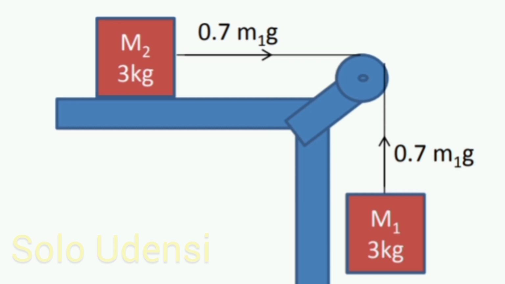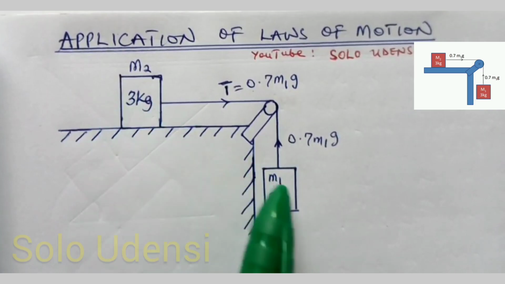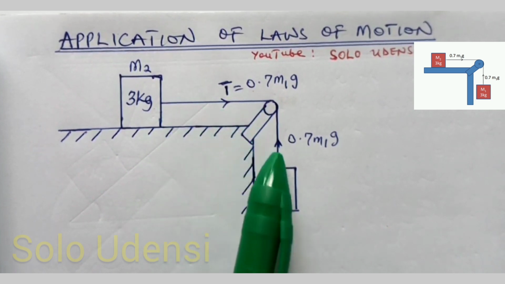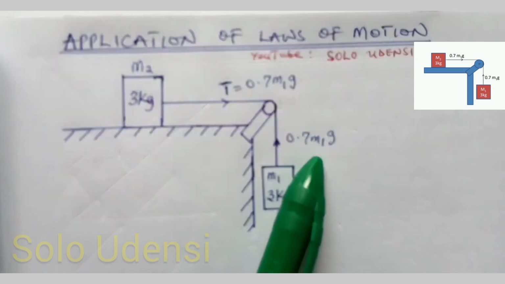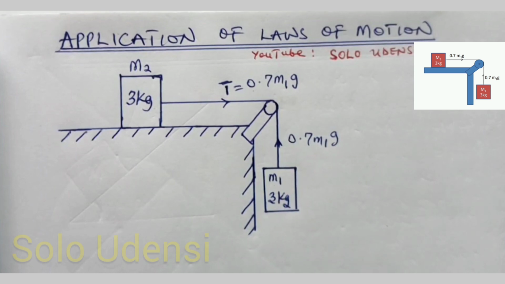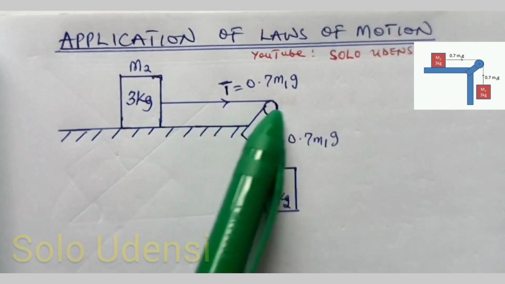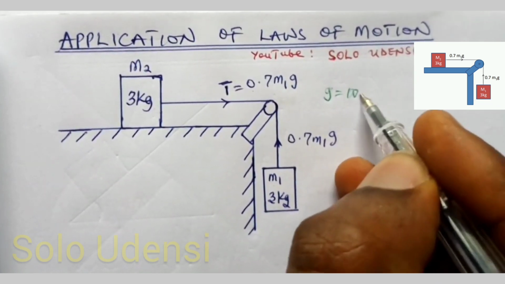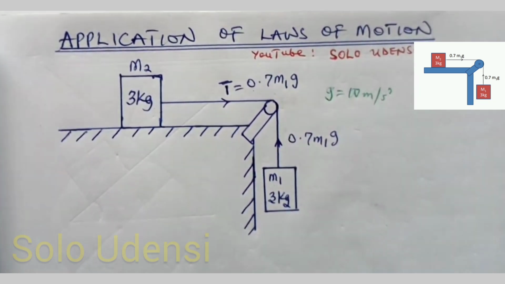We have two masses of equal mass, 3 kg, 3 kg, and the tension in the string is 0.7 m1 g. So 0.7 times 3 times g. Let's take our g to be equal to 10 meters per second squared. So that is what it will be.